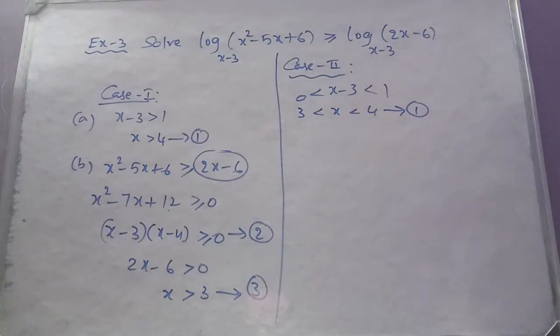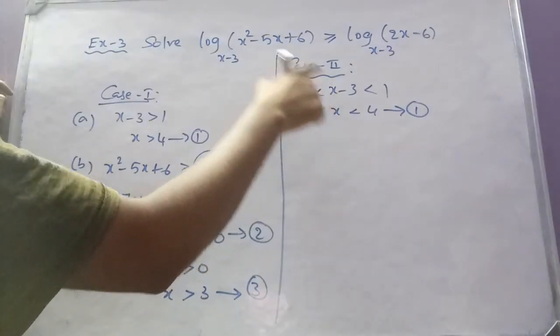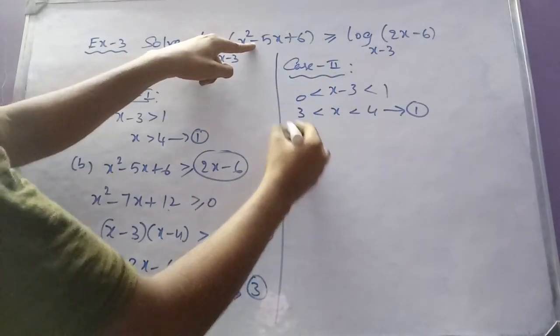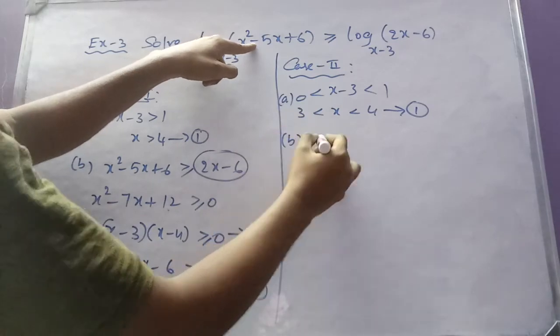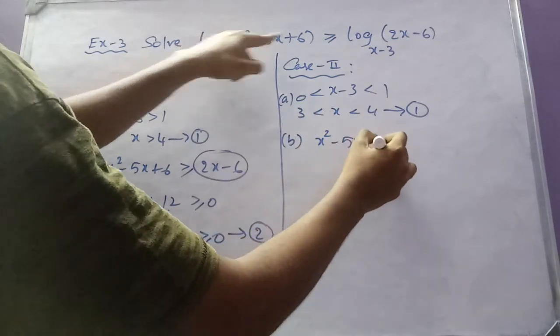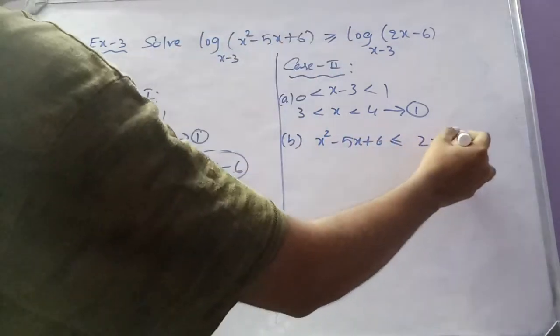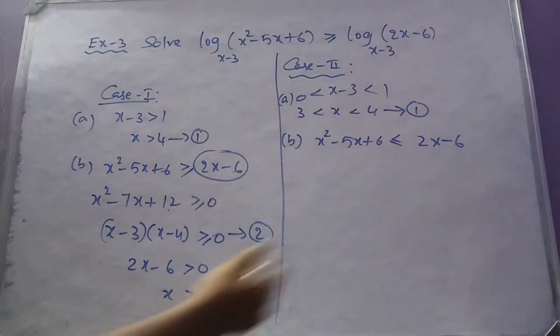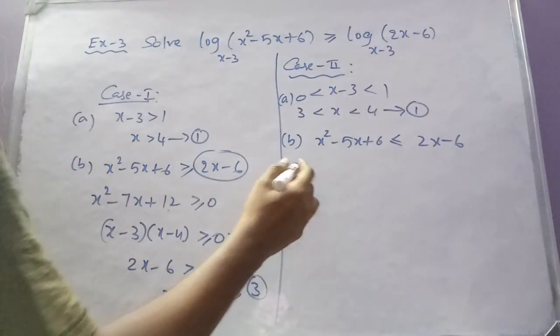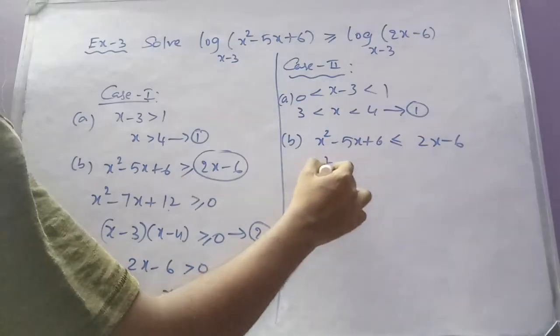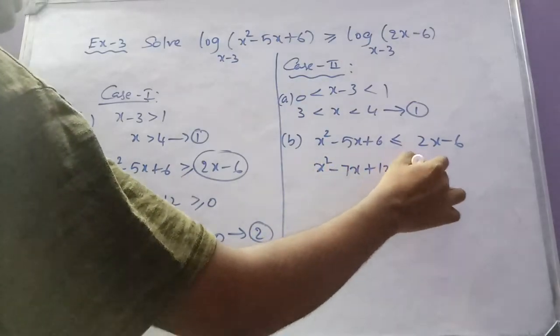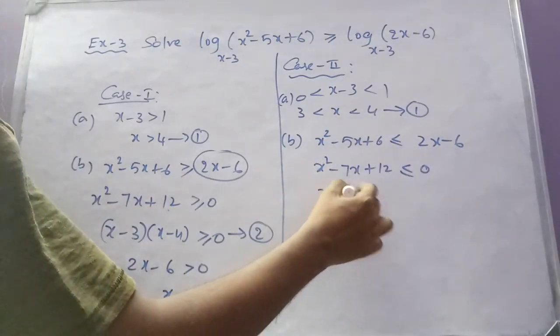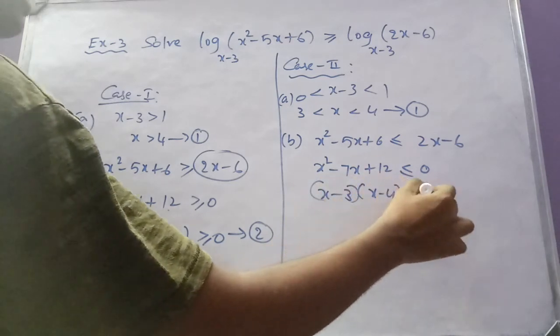Now I'm going to ignore log on both sides. As the base is a proper fraction, the inequality will change: x² − 5x + 6 ≤ 2x − 6. Take everything to the left side, and you'll get x² − 7x + 12 ≤ 0. That means (x − 3)(x − 4) ≤ 0, the second inequality.